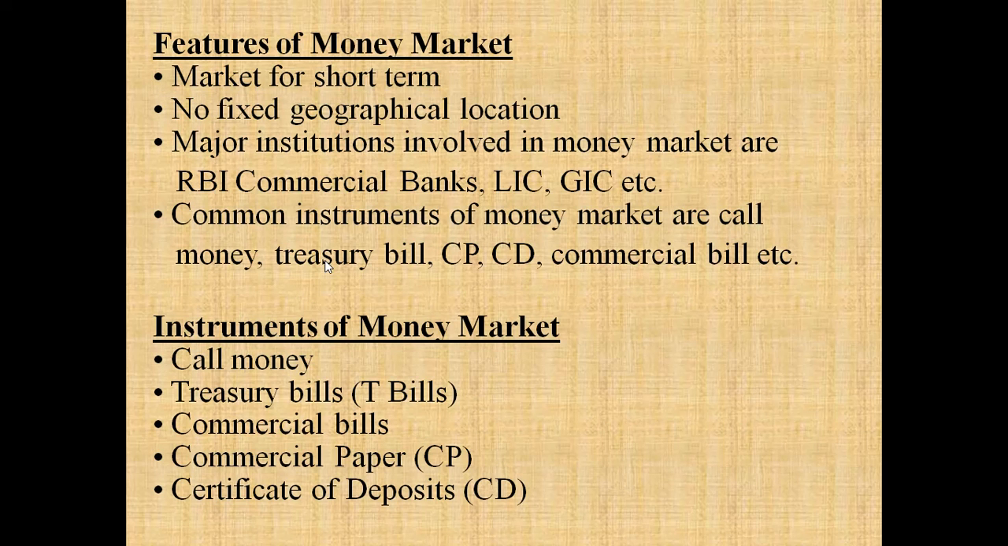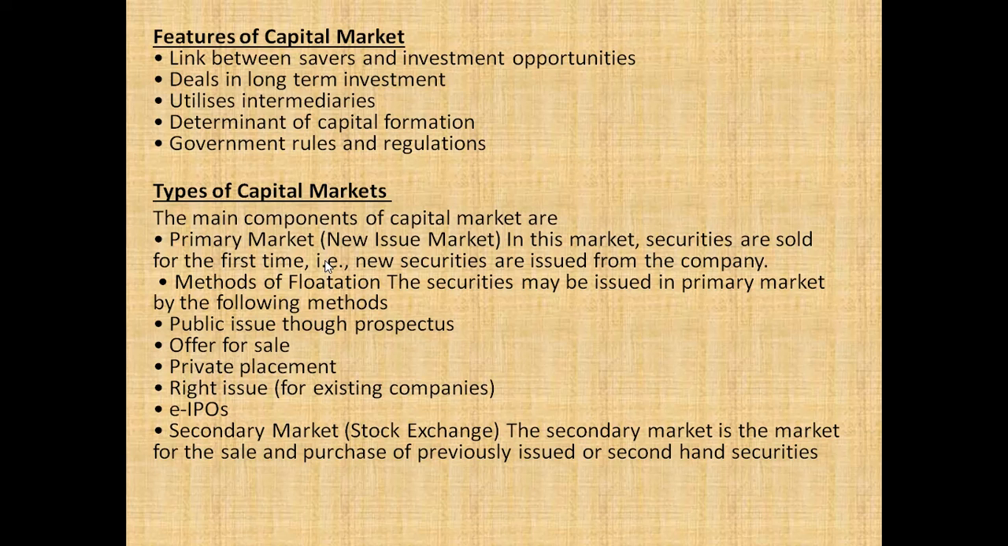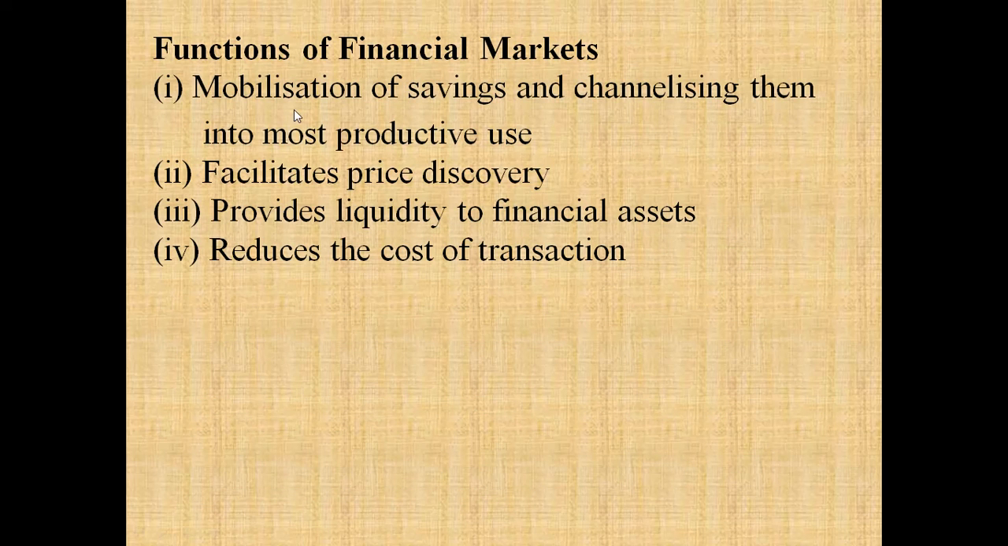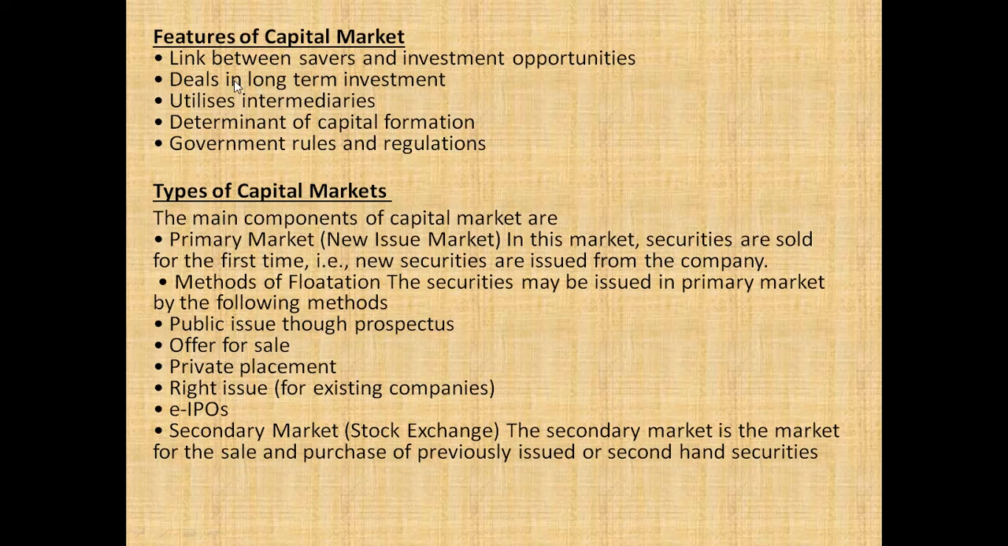Just like we saw the features of money market, let's see the features of capital market. It's the link between the savers and the investment opportunities, just like this function of the financial market. So it's a mobilization of savings and channelizing them into the most productive use. Now, it deals in long-term investment. The investment here is made for at least 3 years, 4 years, 5 years. Minimum it can be 2 years, but not 1 year, because a 1 year scheme is available only in the money market. The span of investment in the capital market is beyond 12 months.